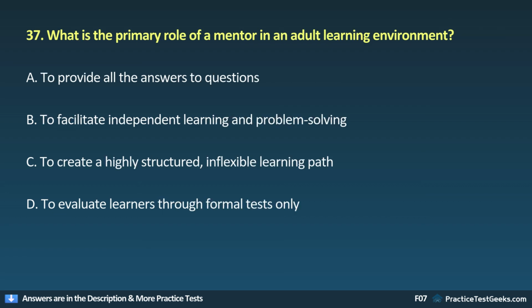37. What is the primary role of a mentor in an adult learning environment? A. To provide all the answers to questions. B. To facilitate independent learning and problem solving. C. To create a highly structured, inflexible learning path. D. To evaluate learners through formal tests only.